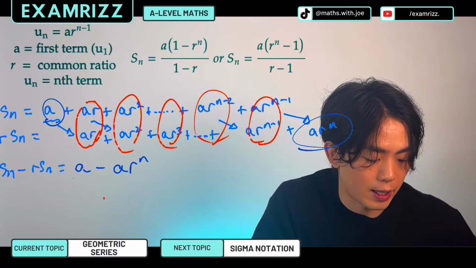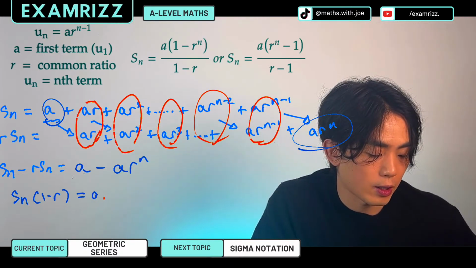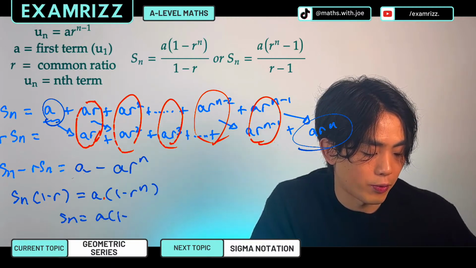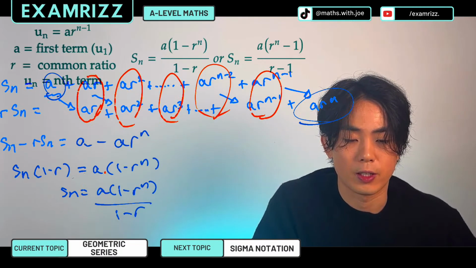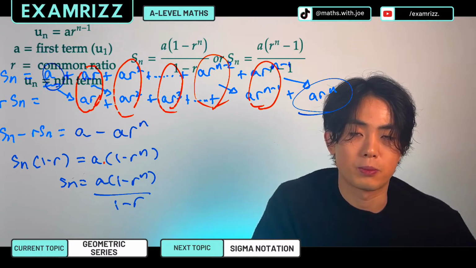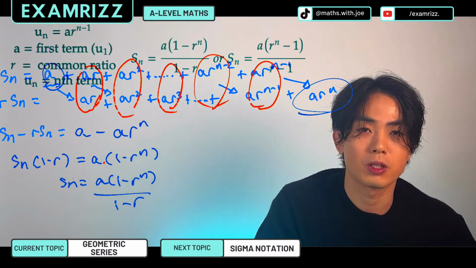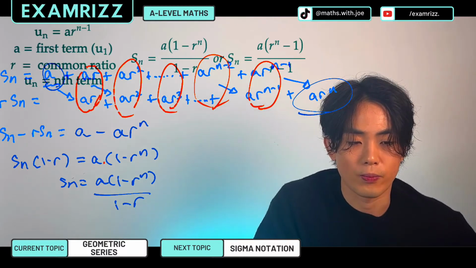Now, factorizing, I can take Sn out, so Sn(1 minus r) like so, and taking a out, a(1 minus r to the n), and dividing by that to leave Sn is how we prove the sum equation for a geometric series. Okay. So once again, you do need to know how to prove this one, so go ahead and practice proving it without looking at any of the examples, just to make sure you know how to do it.